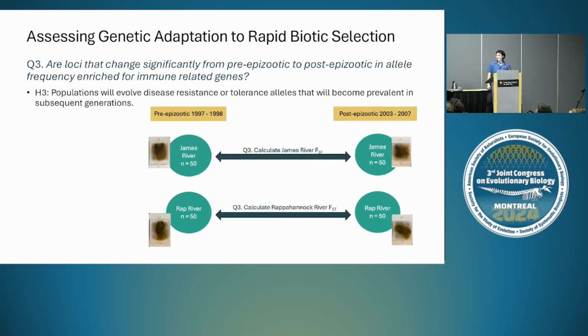And lastly, we're going to see if we can identify any loci that are associated with immune response post-epizootic. We may see alleles that are involved with a resistance or a tolerance approach to these diseases, and we'll do a within river comparison there as well.